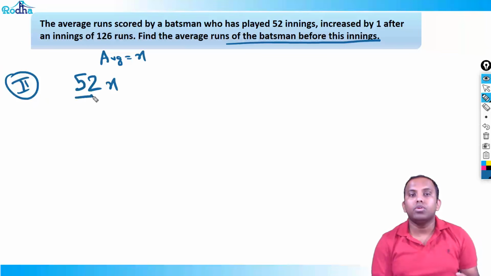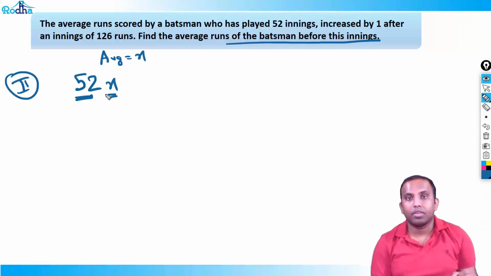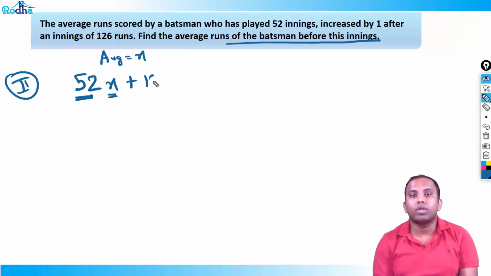So N is 52 and the average is X. What is the sum? Total runs is average into N, so 52X, where X is the average and 52 is the number of innings. Now in the 53rd inning, he has scored 126 runs.